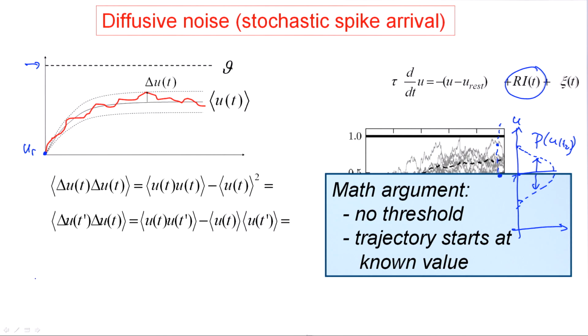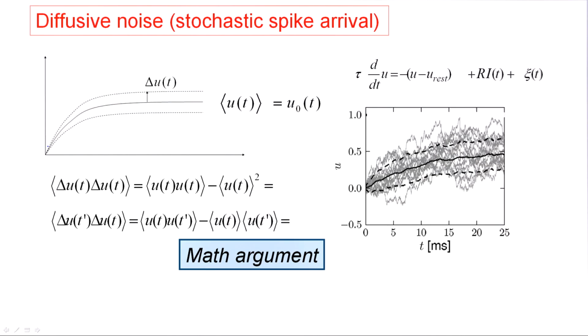Now, in order to do this mathematical calculation, we assume for the moment that there is no threshold. So this could be achieved simply by removing the threshold or by putting the threshold to such a high value that in practice it's never reached. And then we assume, as before, that the trajectory starts at some known value, for example, the reset potential. Now, if we do this math argument, then what we'll see is that there's this variance of the different trajectories, which I can plot here, or I can point it out here. There's the variance here, there's a variance here, there's a variance here.